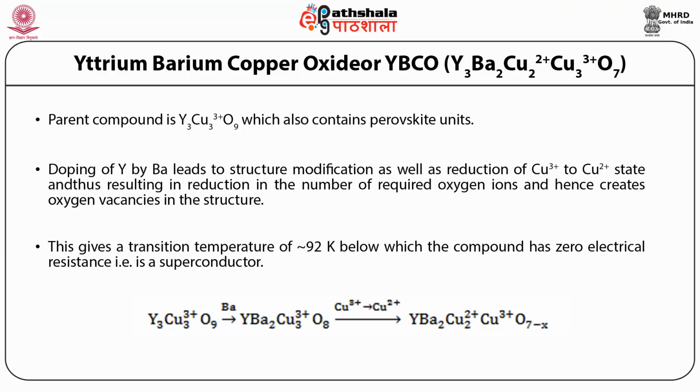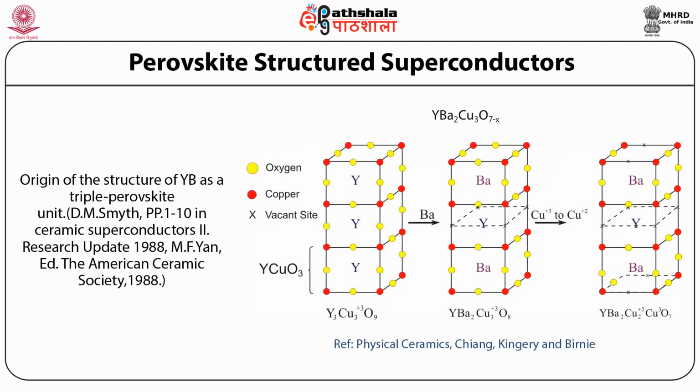Y3Cu3(3+)O9 on doping with barium gives YBa2Cu3O9. However, when there is a reduction of Cu3+ to Cu2+, the compound which is formed is YBa2Cu2(2+)Cu(3+)O7-x. Now let us analyze the structure of yttrium barium copper oxide, that is YBa2Cu3O7-x.